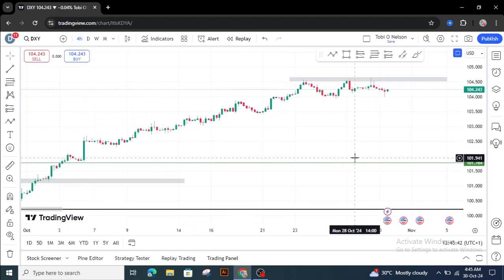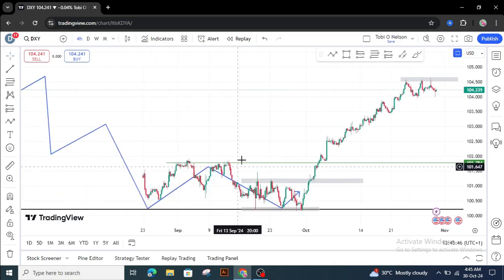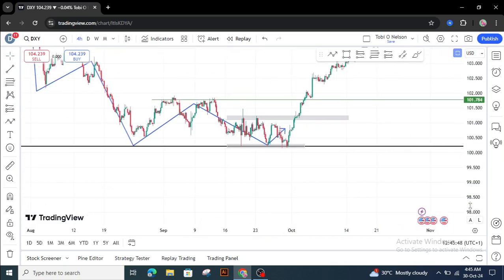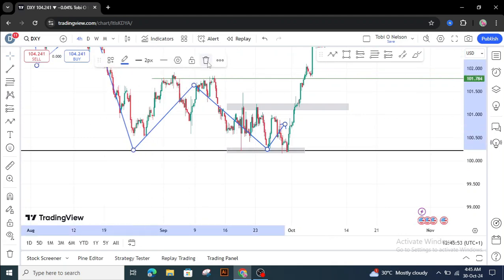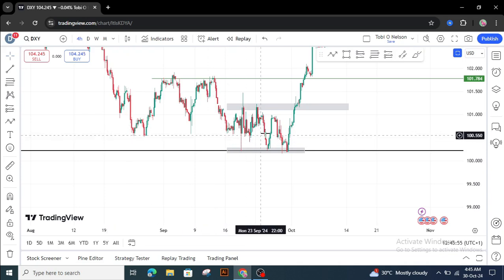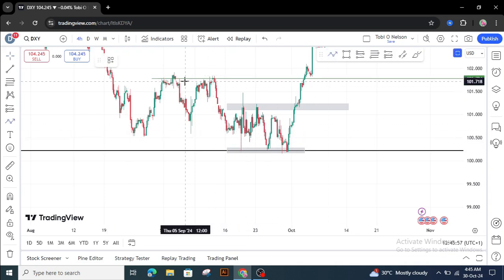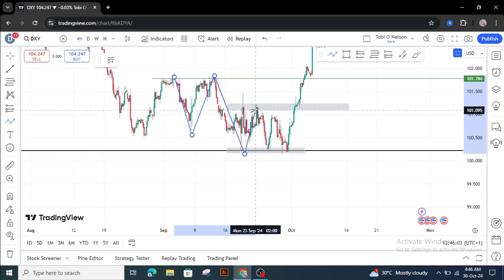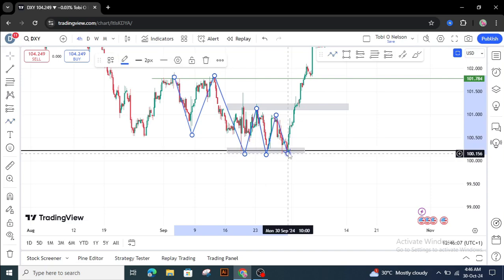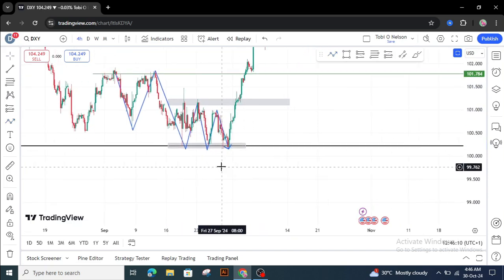Let me zoom this so that you can see things clearly. If you look at the market at this particular level, you can see the market was moving down, lower lows and lower highs on the 4-hour, then makes this low, comes back up, makes another low, comes back up, makes another low here, and forms what we refer to as a triple bottom. So a triple bottom is also another price action pattern that shows reversal.